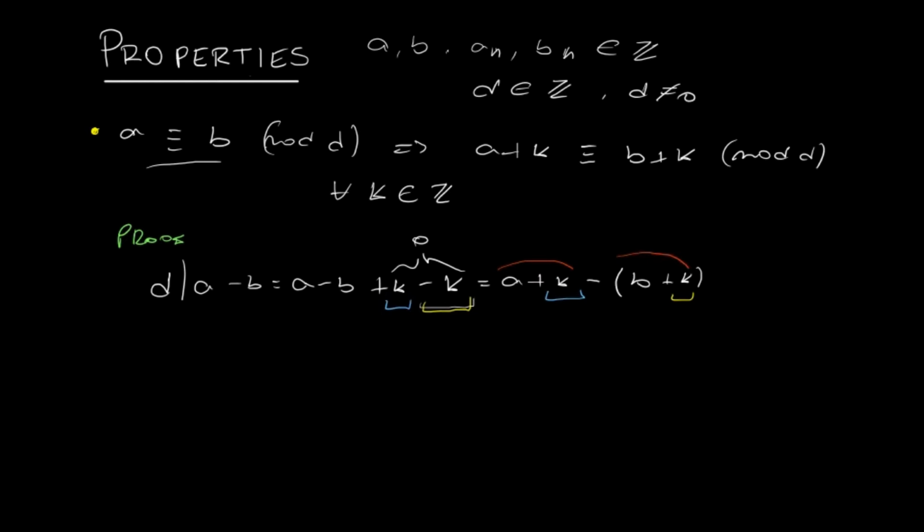And then using the definition of congruence, we can say that this first number, a plus k, is congruent to the second number, b plus k, modulo d, which is exactly what we wanted to prove.